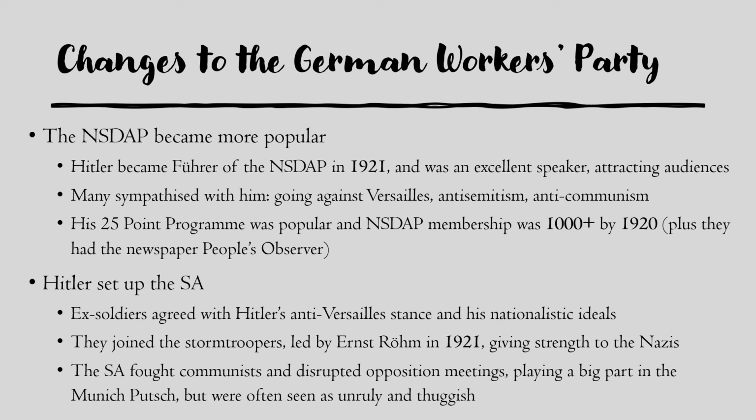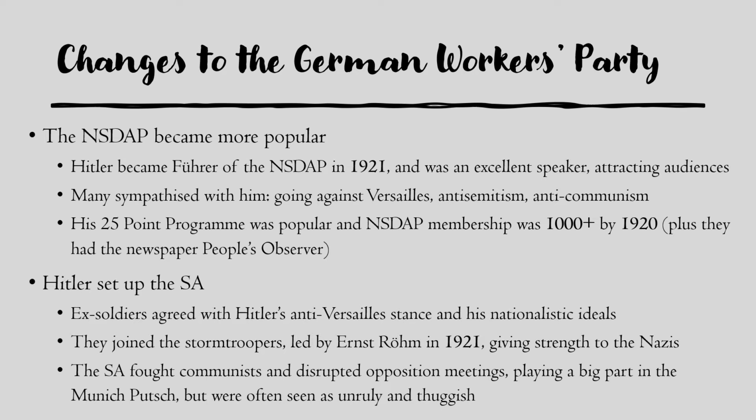Second effect was that Hitler set up the SA. So the SA, or the stormtroopers, were veterans from the First World War who agreed with Hitler's anti-Versailles stance and his nationalistic ideas. So they disliked the betrayal of Germany, they disliked the 132,000 million mark fine, or reparations bill. And so they joined the Stormtroopers, which was led by someone called Ernst Röhm in 1921, and that gave strength to the Nazi Party.